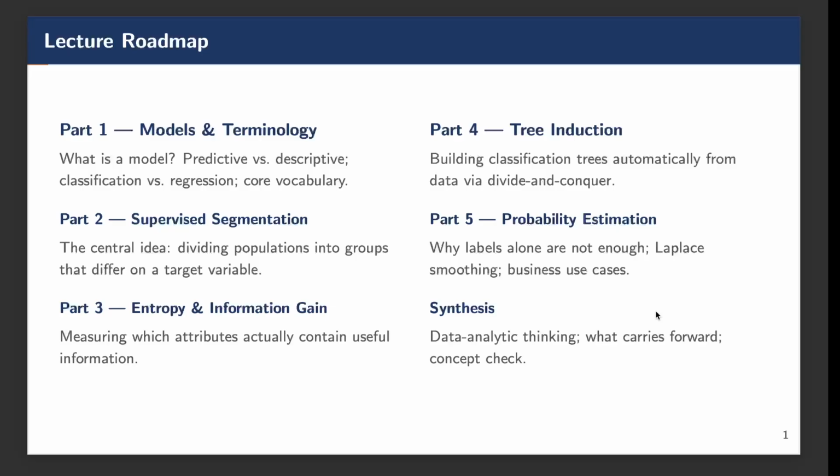And in part 4, we will learn about tree induction, which is the process of building a classification tree automatically using the divide and conquer approach. And then in part 5, we will cover probability estimation, and we will try to understand why simply giving the label is not always enough for a business. So we'll wrap up with a synthesis on how all of this ties back into data analytic thinking.